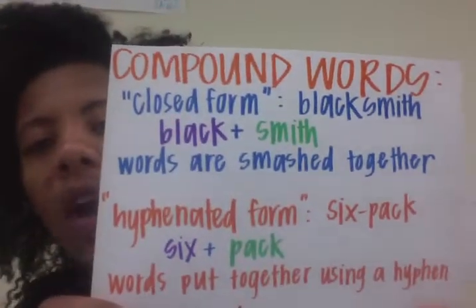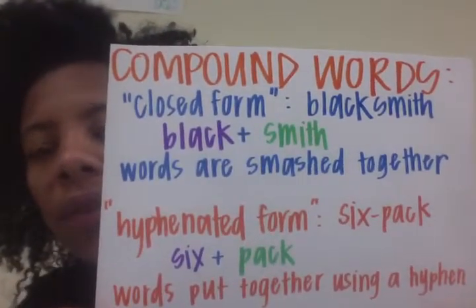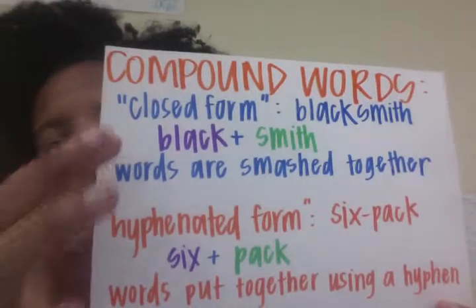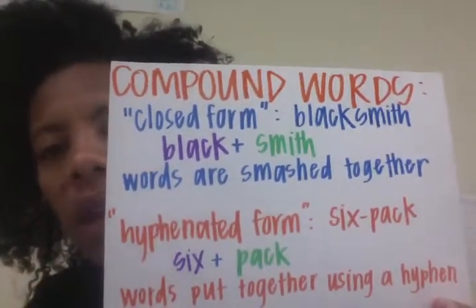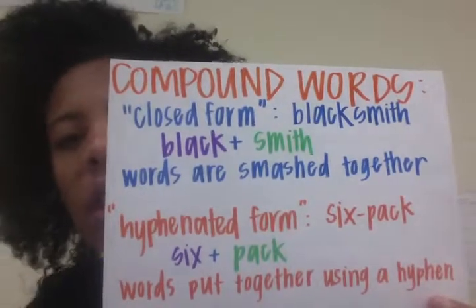All right, guys, today we're going to be talking about compound words, contractions, and abbreviations. For compound words, there are two different forms, the closed form and the hyphenated form. The closed form is when words are smashed together.